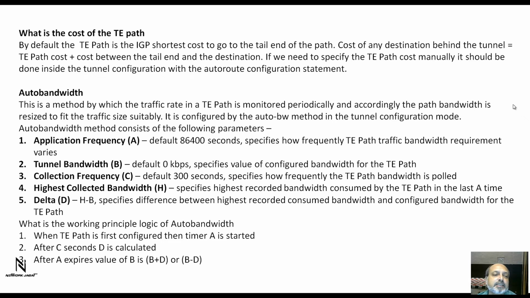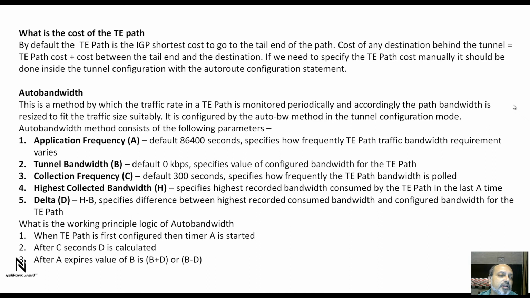Now that intelligence is due to these 5 factors. What are these 5 factors? Application frequency, in short, that is capital A; tunnel bandwidth, capital B; collection frequency, capital C; highest collected bandwidth, capital H; and delta, or capital D. What are these? Application frequency, its default period is 86400 seconds. That means the entire day. It specifies how frequently the TE path traffic bandwidth requirement varies.